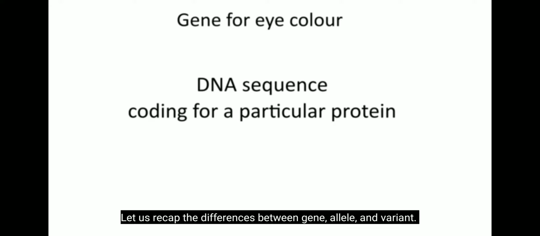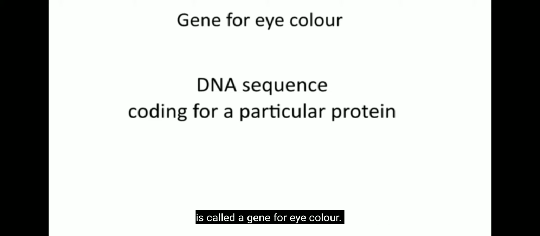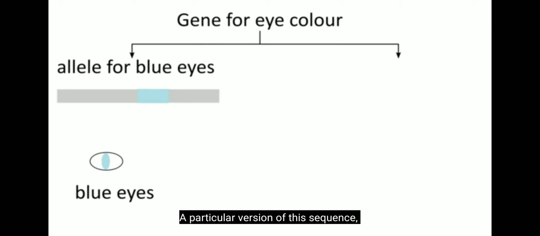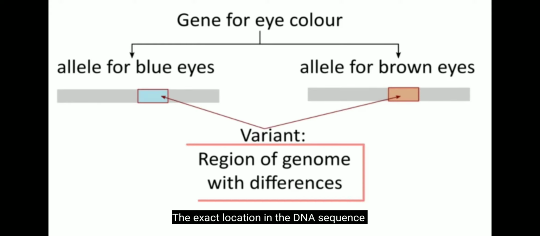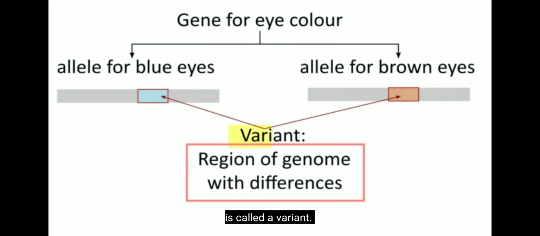Let us recap the differences between gene, allele, and variant. A DNA sequence producing a particular protein affecting eye color is called a gene for eye color. A particular version of this sequence producing a particular version of the protein giving, say, blue eyes is an allele. Another allele of the eye color gene would have a different sequence, giving, say, brown eyes. The exact location in the DNA sequence where nucleotide bases vary is called a variant.